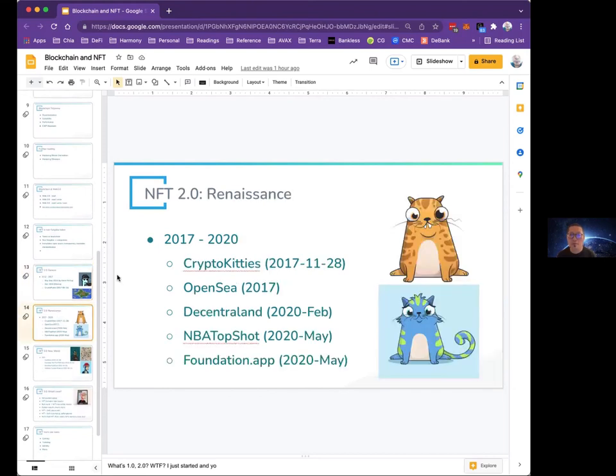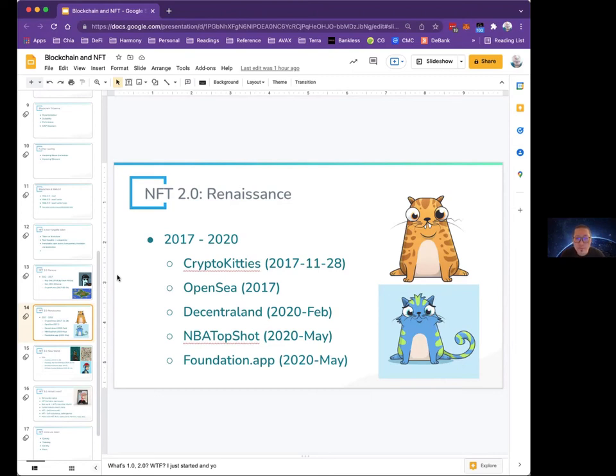So from 2017 to 2020, many other NFT projects were started. For example, CryptoKitties started at the end of 2017, and OpenSea, which is the biggest NFT marketplace right now, started in 2017 as well. Other popular NFT projects, such as Decentraland and NBA Top Shot, all started in 2020.